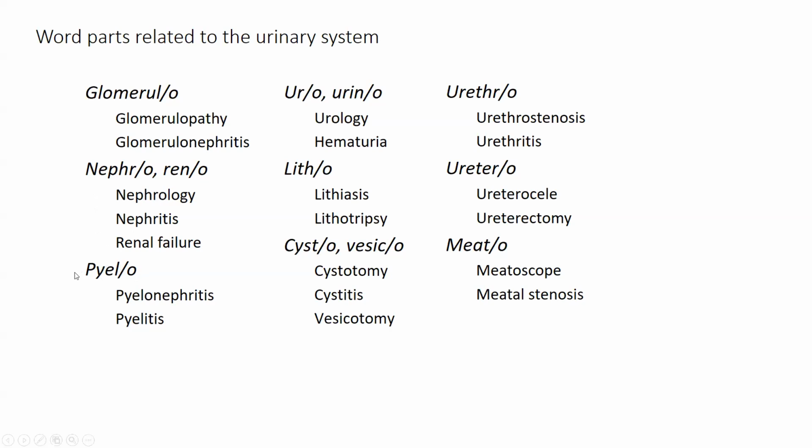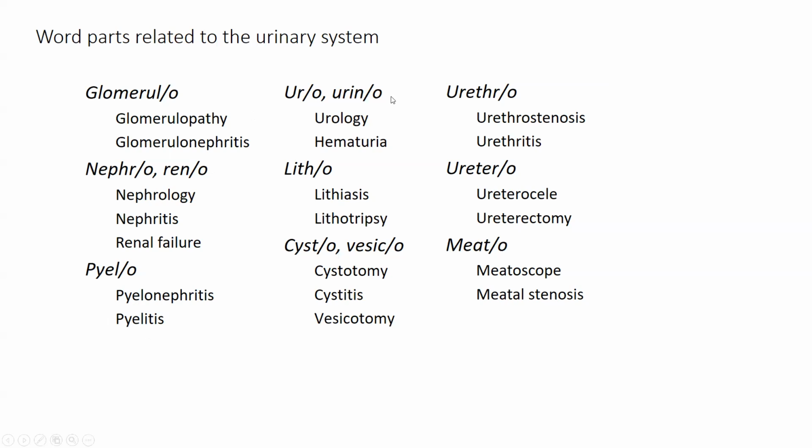Pyelo. Don't get this confused with just the pie. P-Y means pus, but pyelo means renal pelvis. It's part of that funneling into the ureter. A pyelonephritis would be an inflammation of both the kidney and the renal pelvis. Pyelitis would be an inflammation of just the renal pelvis.